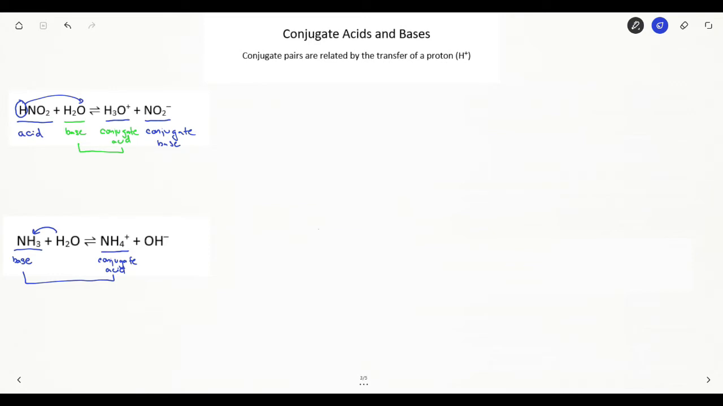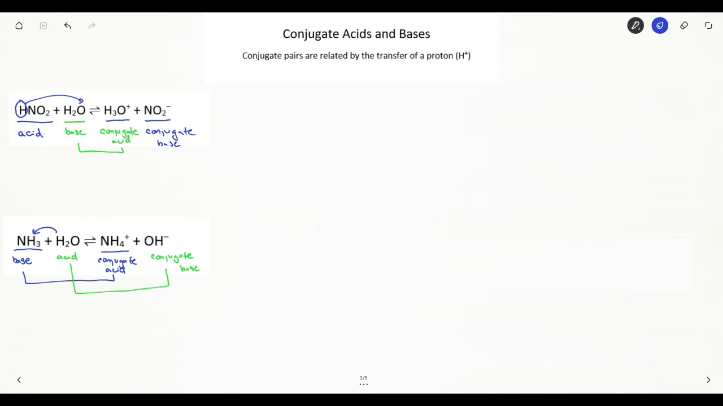But of course, just like we did for nitrous acid, we can do the conjugate pair for water. In this reaction, water is donating a proton. That means it is acting as an acid. Once it donates that proton, hydroxide is its conjugate base. So water and hydroxide are another conjugate pair.